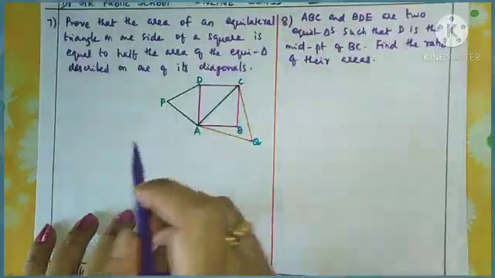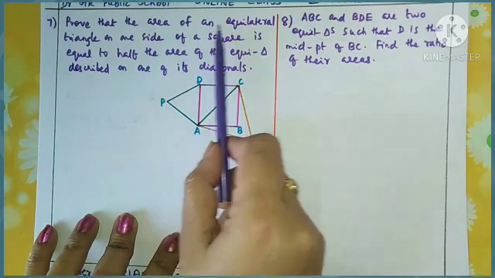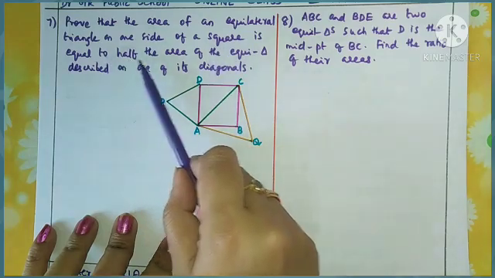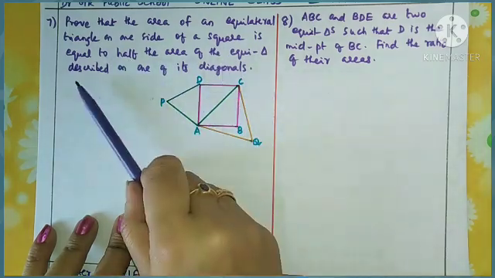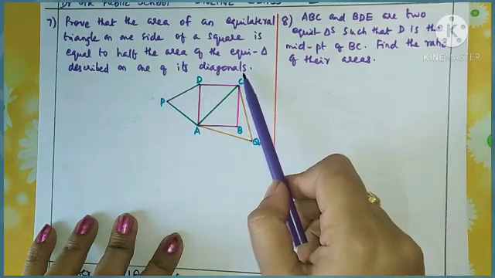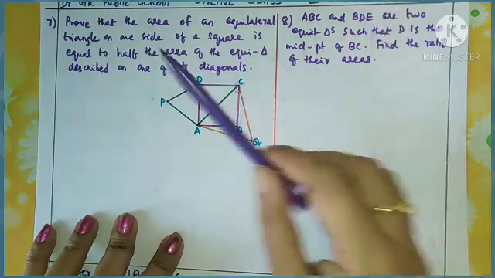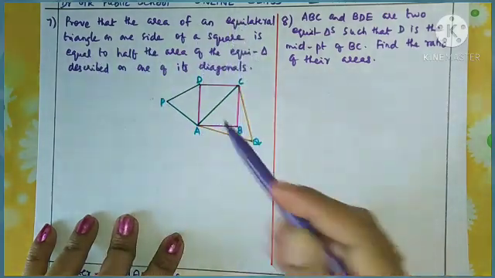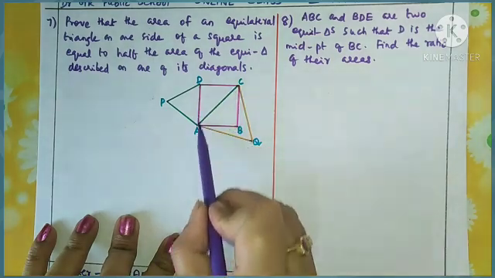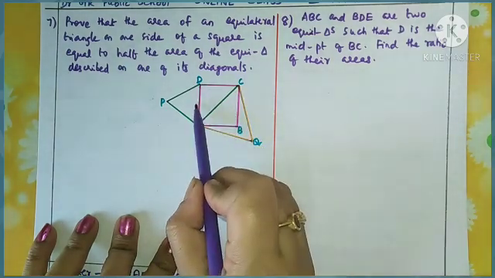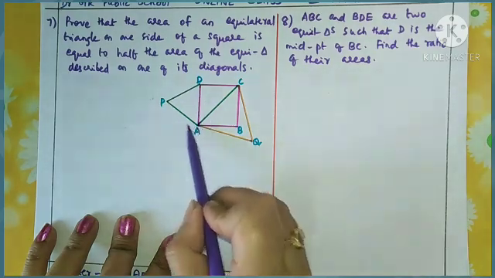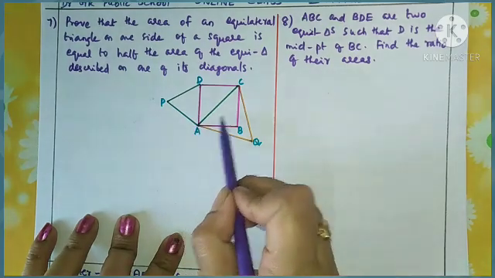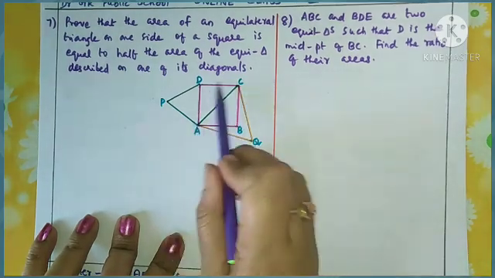Now come to this question. Prove that the area of an equilateral triangle on one side of a square is equal to half the area of the equilateral triangle described on one of its diagonals. Understood the meaning? Area of an equilateral triangle on one side of a square. So you see here one square is there. ABCD is a square and on one side of the square there is an equilateral triangle. This triangle PAD is an equilateral triangle on one side of this square ABCD.